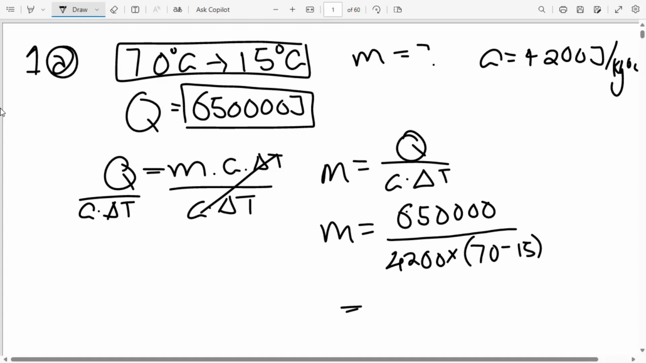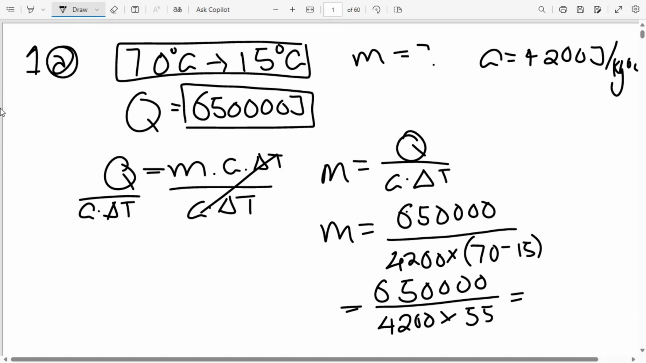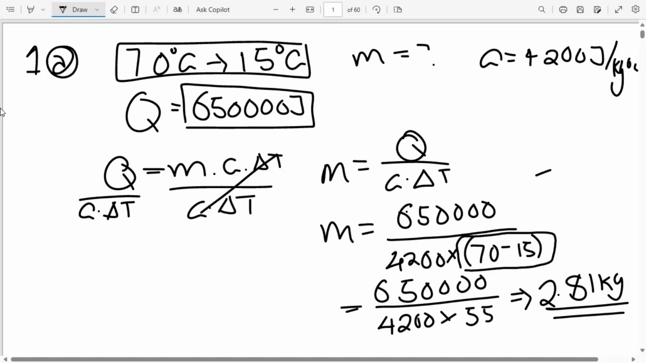So this is going to give us 650,000 over 4,200 multiplied by 55. And the final mass of this water will be equal to 2.81 kilograms.